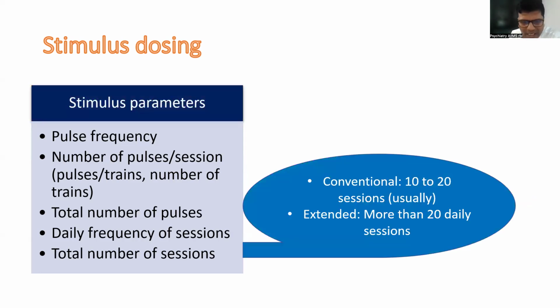For the total number of sessions, conventionally across the studies for various psychiatric disorders, they used 10 to 20 sessions over a period of 2 to 4 weeks. But you can extend the number of sessions beyond 20. If you are extending beyond 20, it is called an extended protocol. An extended protocol is required particularly for individuals who have long-standing refractory depression, individuals who have negative symptoms of schizophrenia, and particularly patients with refractory OCD.